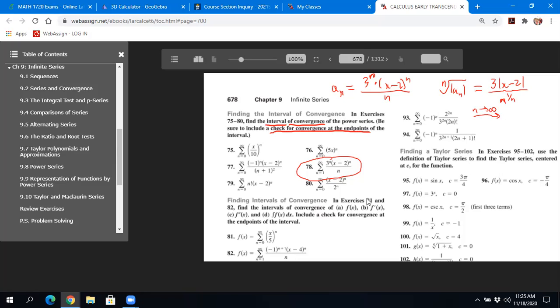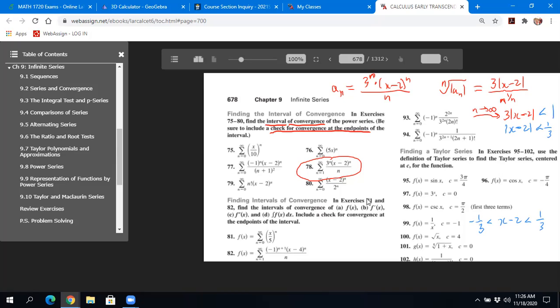Okay? So this whole thing is going to go to 3 times the quantity absolute value of x minus 2. And to have convergence, I need this to be what? Less than 1. And therefore, we know that we need to have x minus 2 in absolute value less than a third. See what I mean? Yeah? Okay. And that means that x minus 2 itself is between 1/3 and negative 1/3. Don't you see? Yeah?